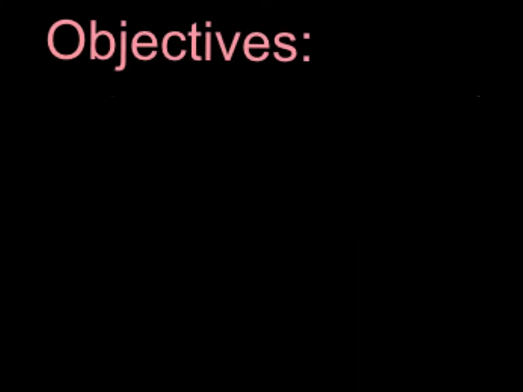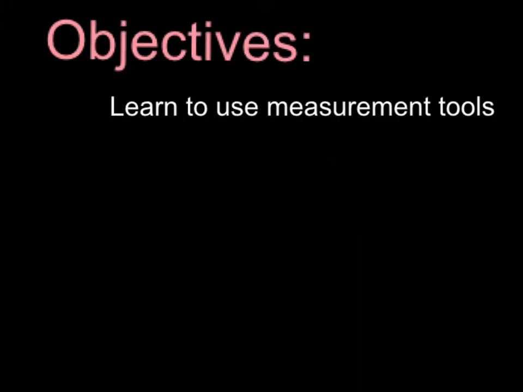Welcome to your first physics lab. Today's lab we're going to be talking about measurements. So the objectives for this lab are going to be to learn to use our measurement tools. We're going to be using 4 tools. We're going to use a mass balance, a caliper, meter stick, and stopwatch.